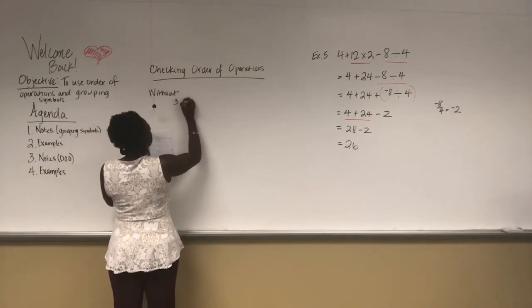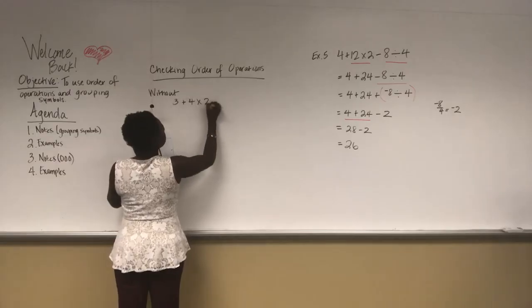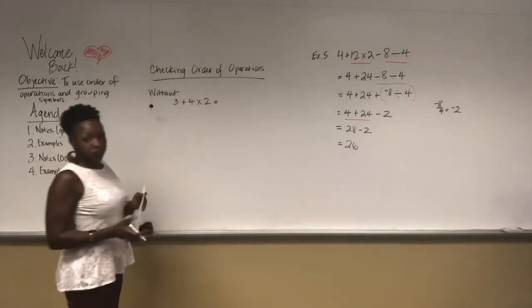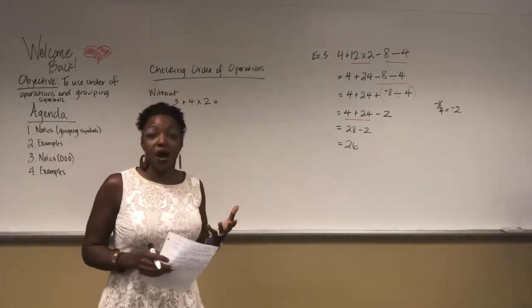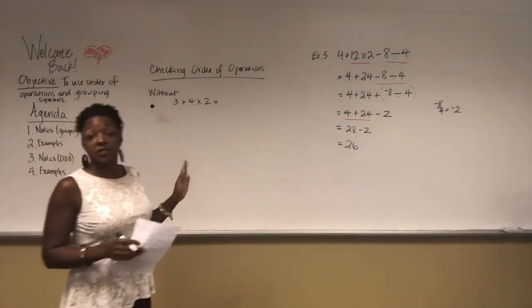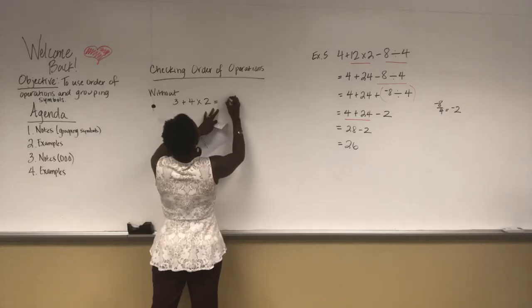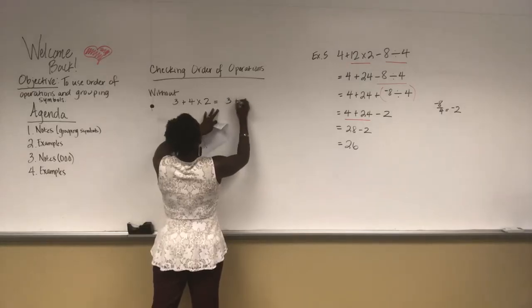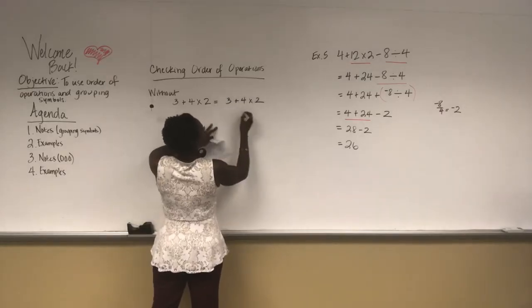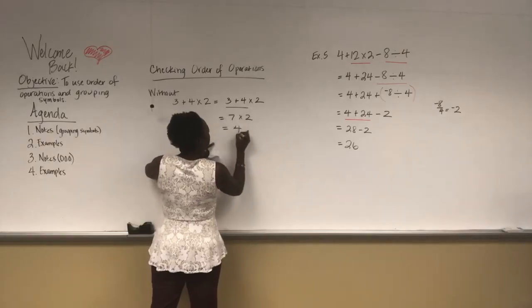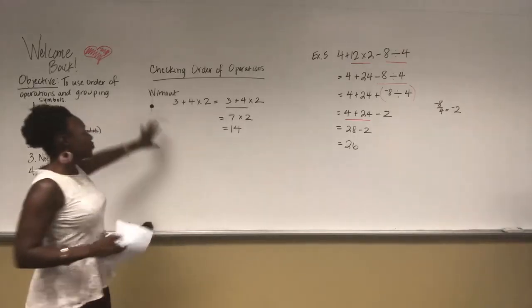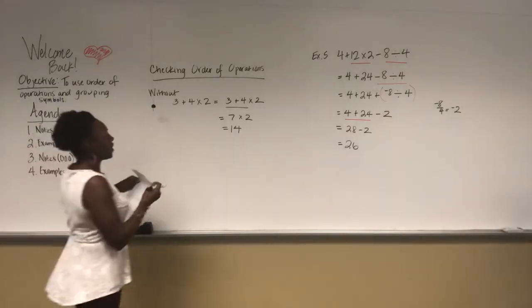So let's look at 3 plus 4 times 2. If you do not use the order of operations in this problem, I'm just going to work from left to right. 3 plus 4 is 7, so I'm going to work down. 3 plus 4 is 7 times 2. That gives you 14. So that is without using the order of operations.